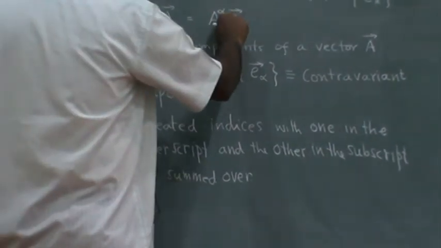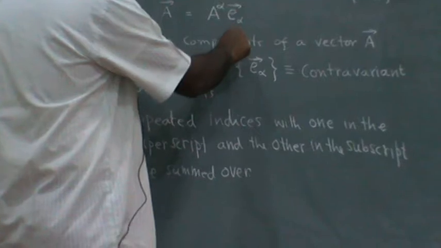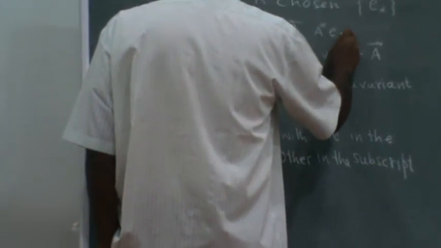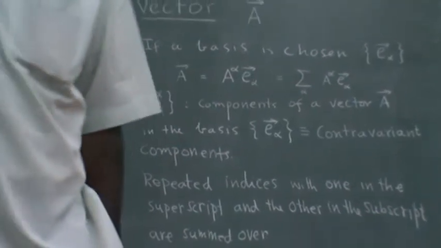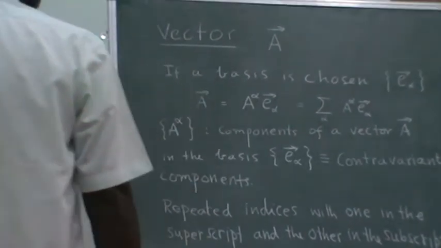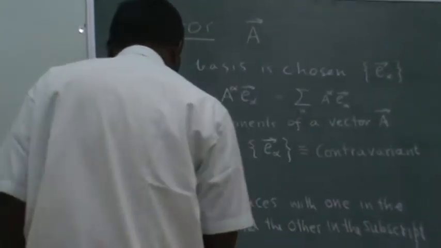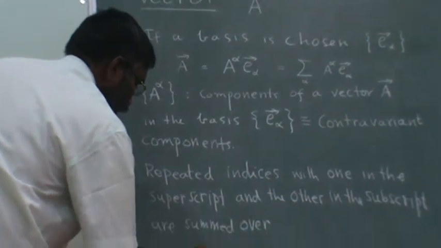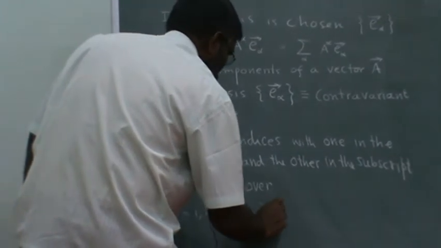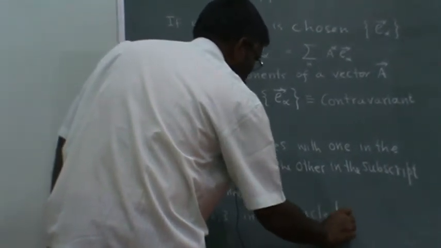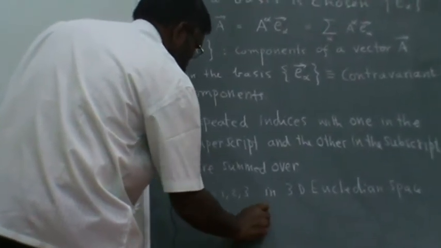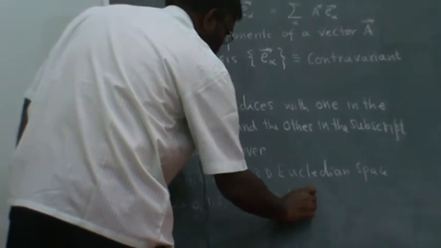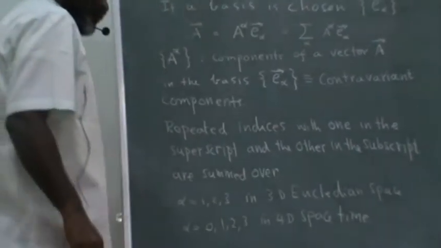So that means there is one superscript here, one subscript here. This is alpha, this is also alpha. This essentially means this is the sum over alpha of A alpha E alpha, where alpha will go from 1 to 3 if you have a 3-dimensional space, or 0, 1, 2, 3 if you have a 4-dimensional space-time. So alpha is equal to 1, 2, 3 in 3-dimensional Euclidean space, or alpha is equal to 0, 1, 2, 3 in 4-dimensional space-time, which is what we deal with in relativity.